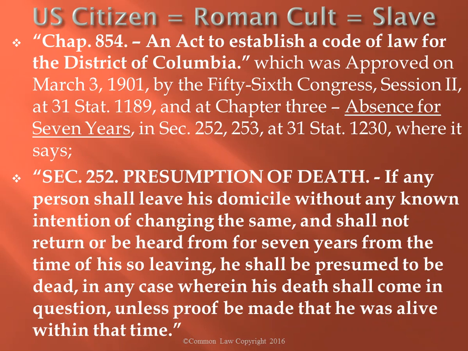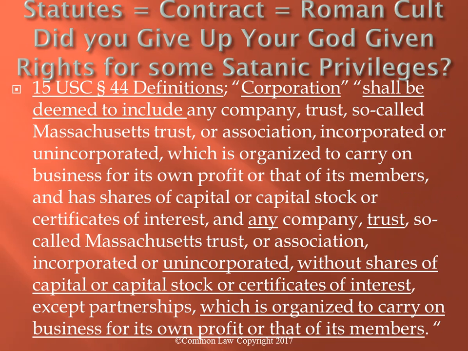More D.C. Code, Section 252, which is located at 31 Stat 1230. Presumption of death, okay? So a cestacate trust is a trust for a dead thing, okay? And so they presume you're dead. This is based on Section 252. It creates the presumption that you're the cestacate trust, or that they're dealing with a cestacate trust.